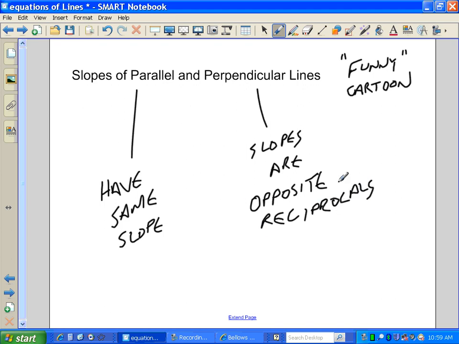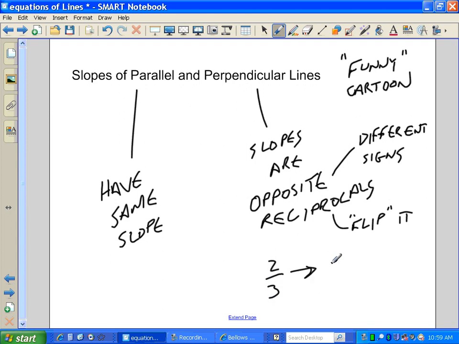So opposite means they have different signs. One's a plus, one's a minus. It says different signs. Reciprocals means flip it. So if one slope is 2/3, the perpendicular line has slope negative 3/2.